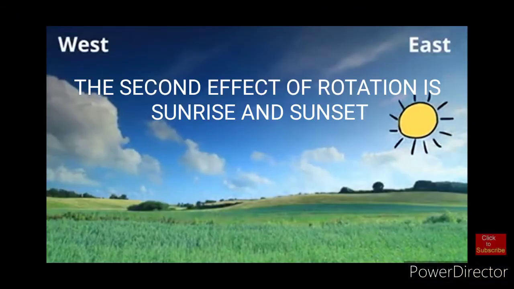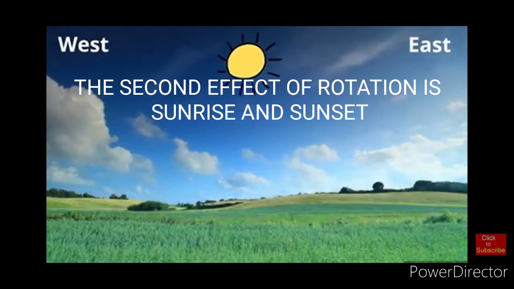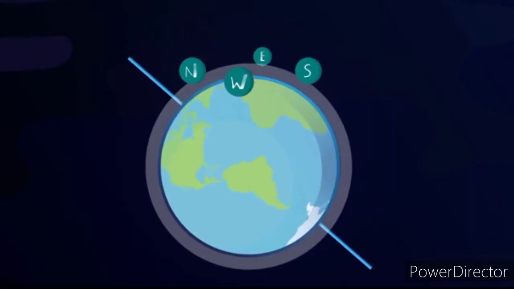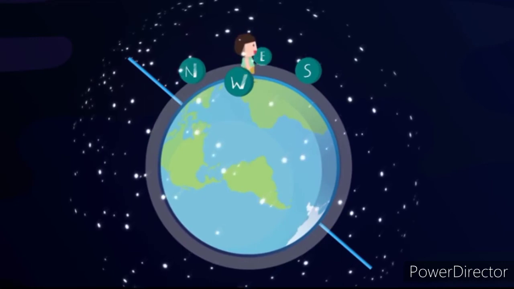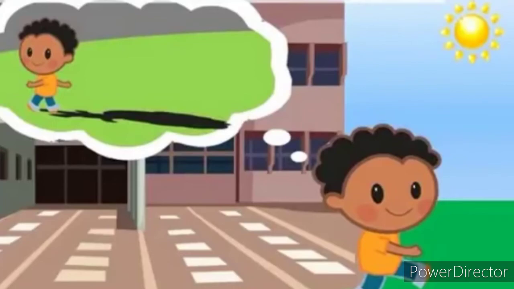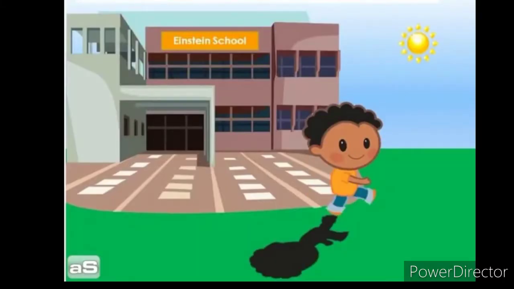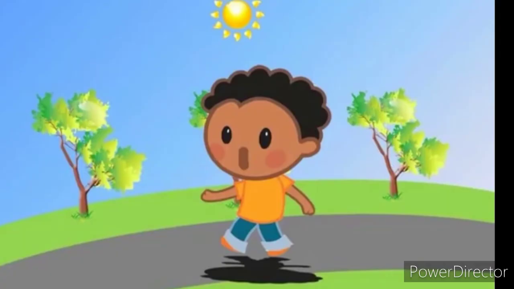The second effect of rotation is sunrise and sunset. The concept of sunrise and sunset also gives us a sense of direction based on the position of the sun as viewed from earth. The sun rays are vertical at noon and slanting in the morning and evening. You can understand this by observing your shadow during the daytime.